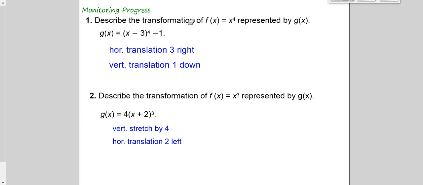Monitoring progress. Describe the transformation of f of x. So you could pause here and take a look, write down what you think the 3 does and the 1 does. Here's your answers. And for number 2, here's your answers.